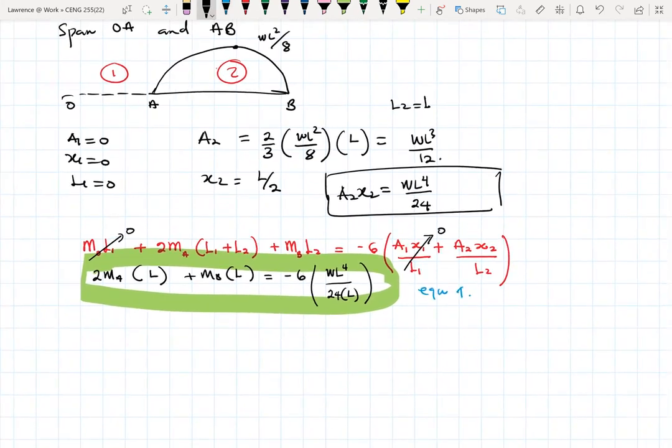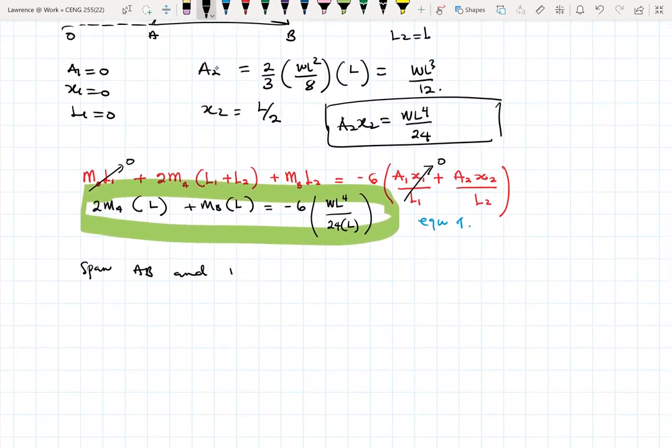Then I can look at the next span AB, and then BO prime or some other naming. So with that span, this is AB and then O prime. This is an imaginary span. So again, I have my bending moment diagram right here.